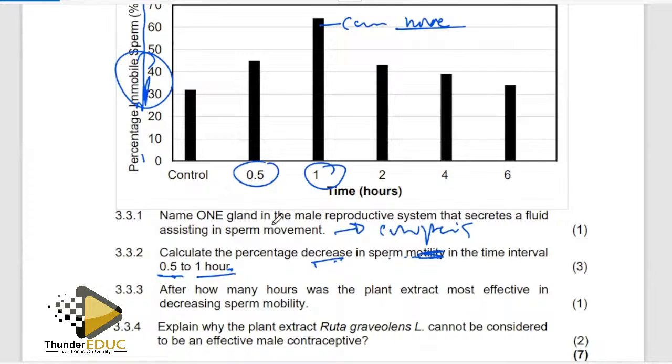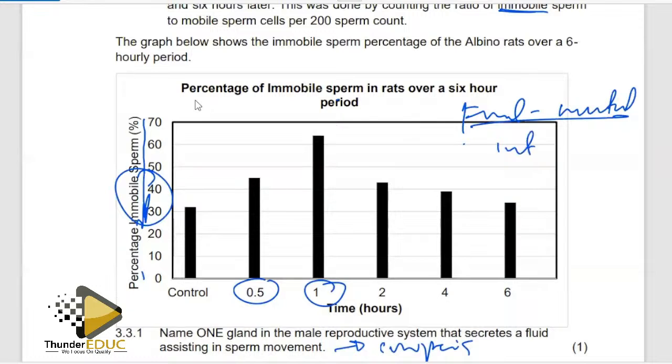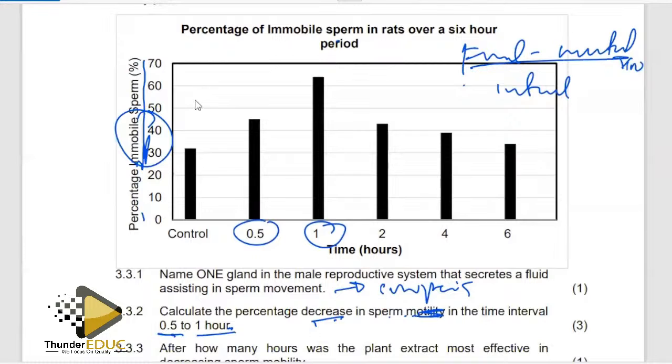Even if you use the other formula, still you're going to get the same answer. All right, let's look at the formula we usually use. It's going to be final minus initial over initial times 100. So we have to find the final. The final looks to be 64, minus the initial, which is here because we started here up to here. The initial looks to be 45, divided by the initial, which is 45.